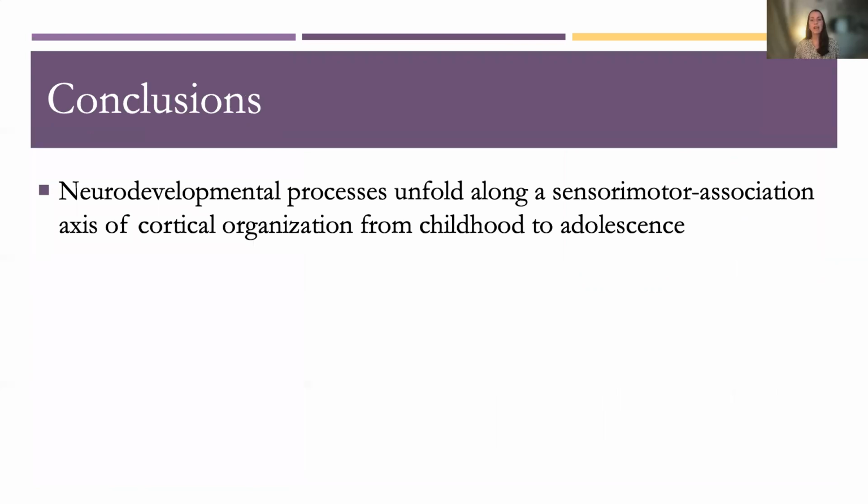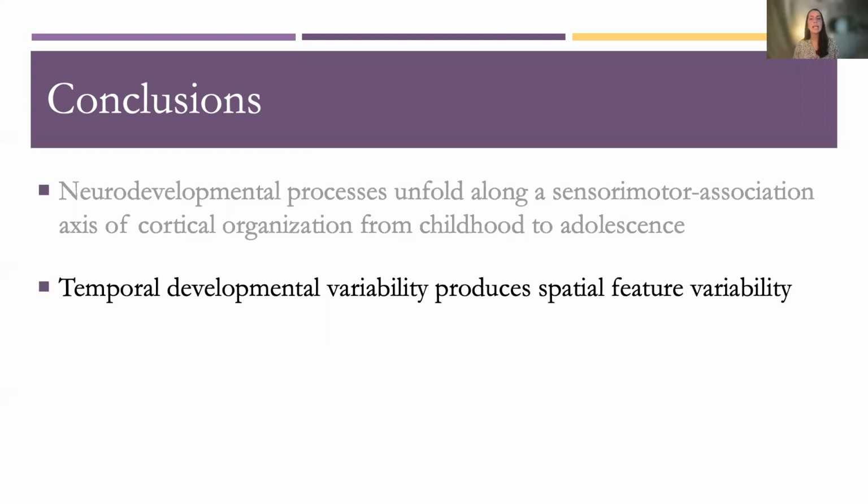Altogether, this work provides evidence that neurodevelopmental processes unfold along a sensorimotor-association axis of cortical organization from childhood to adolescence. Our findings linking a main developmental axis to a prominent spatial feature axis also indicate that temporal developmental variability may produce spatial feature variability, providing insight into developmental origins of adult brain organization.